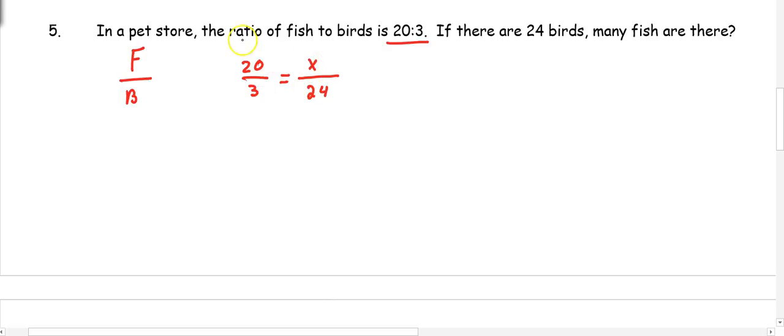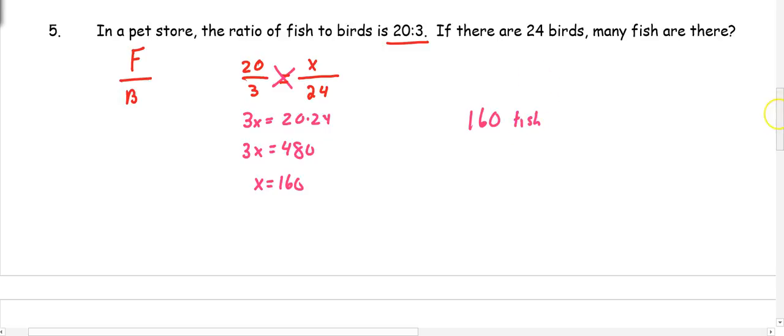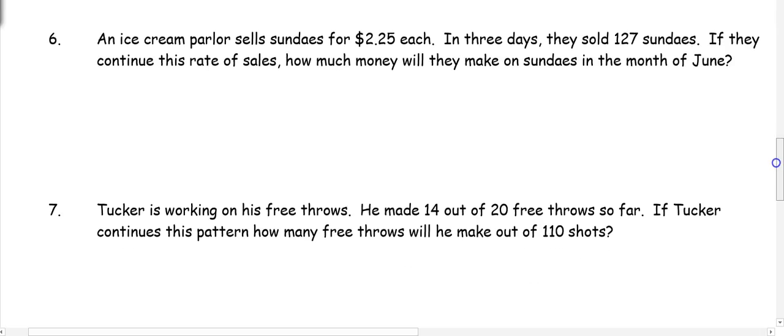So now that we have a proportion, we are going to cross multiply. So we have 3 times x equals 20 times 24. So we get 3x equals 480. And when we divide by 3, we get that x is 160. So there would be 160 fish.